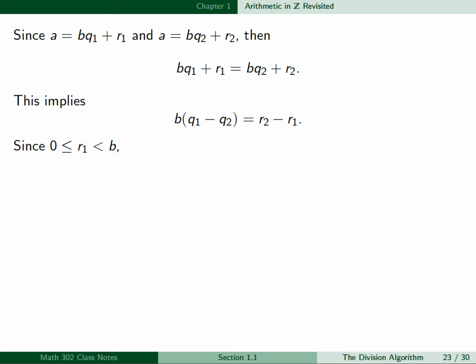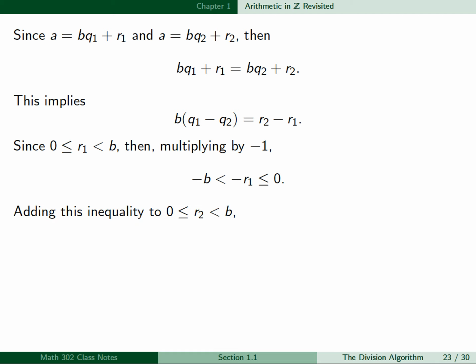Now, since 0 is less than or equal to r1 is strictly less than b, then multiplying by negative 1, we obtain negative b is strictly less than negative r1 is less than or equal to 0. Now, adding this inequality to the other inequality, 0 less than or equal to r2 less than b, we obtain negative b is strictly less than r2 minus r1 is strictly less than b.